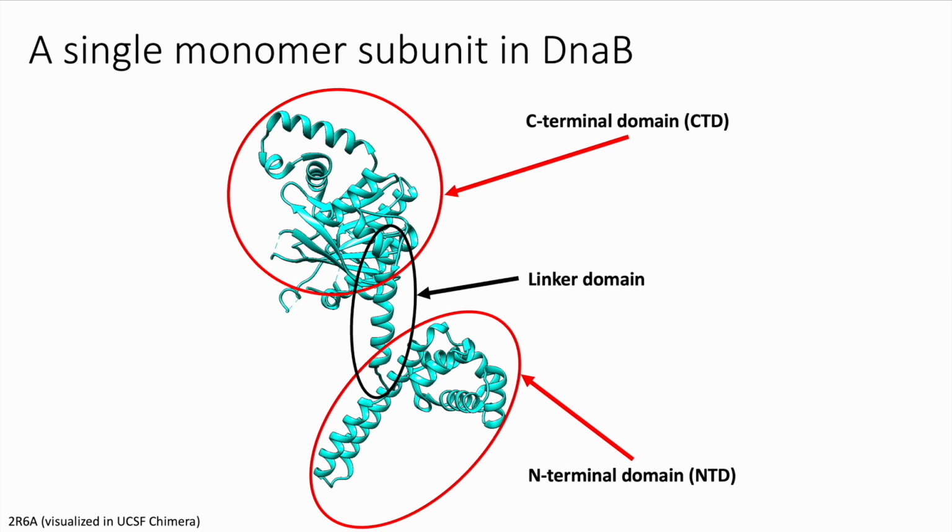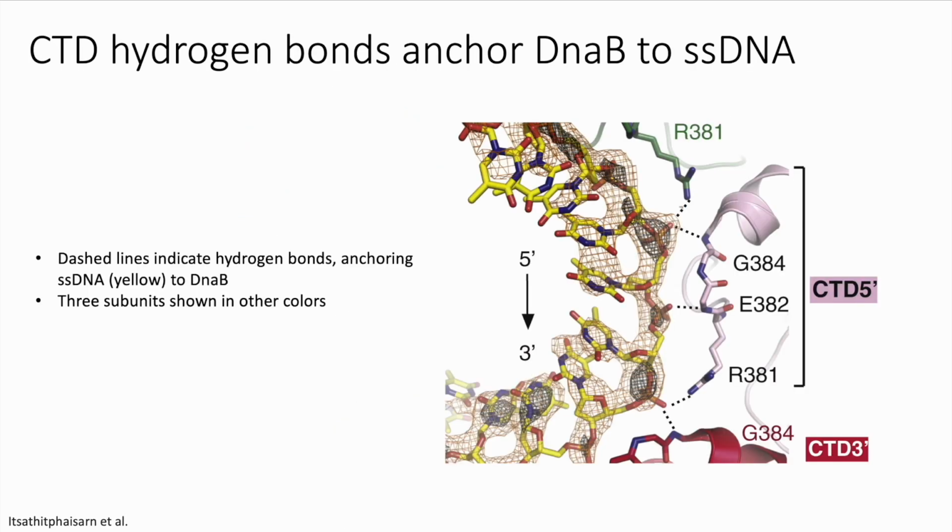DnaB is built from 6 identical monomer subunits arranged in a hexagonal shape. Each subunit has a C-terminal domain and an N-terminal domain, which are connected by a linker domain. The CTD contains binding sites for NTP molecules that supply energy. The 6 subunits then form a CTD ring, which contains 6 DNA binding loops. These loops form hydrogen bond networks that anchor DnaB to single-stranded DNA.